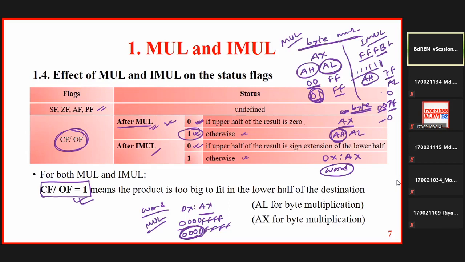But whenever that is not the sign extension, or that is other than the zeros and ones that continue from the MSB of AL, then you can say that the product is too big to fit in the lower half. Then in that case, it will be 1. Is it clear to you? Or should I discuss a bit more?